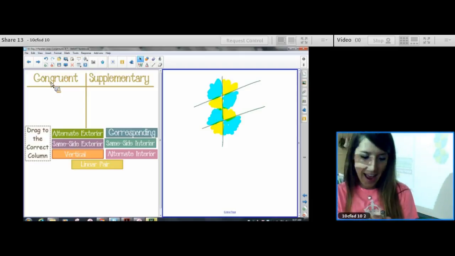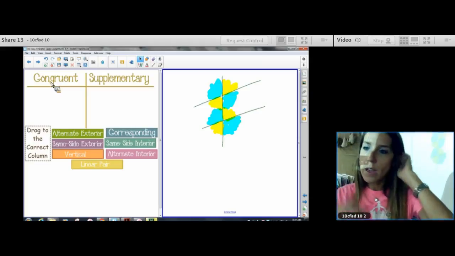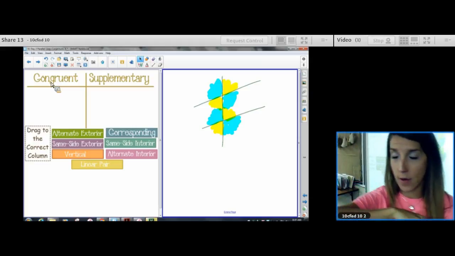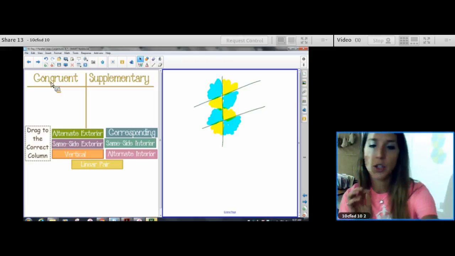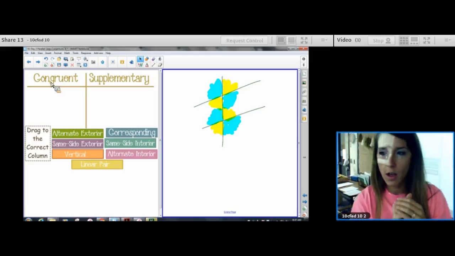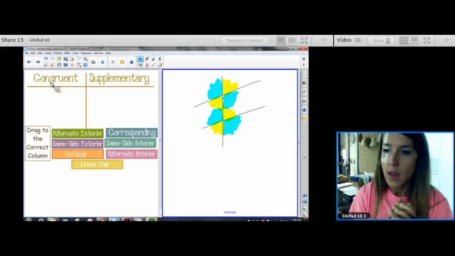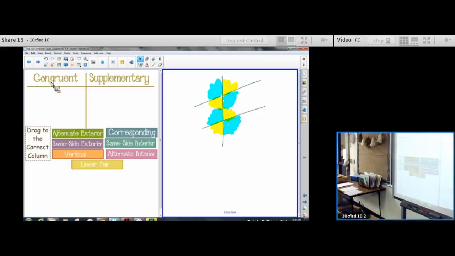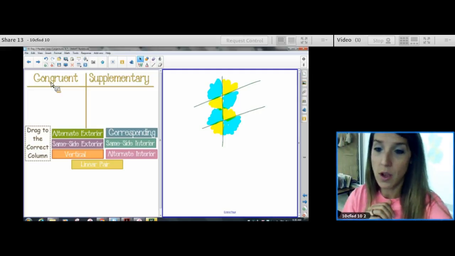So yesterday we did vocab, and then at the very end, we drew a transversal on the back of our vocab, and we took patty paper, and we traced an angle, and we found all the angles that were congruent to that angle that we traced. Then we shaded and color-coded the angles according to which ones they were congruent to.